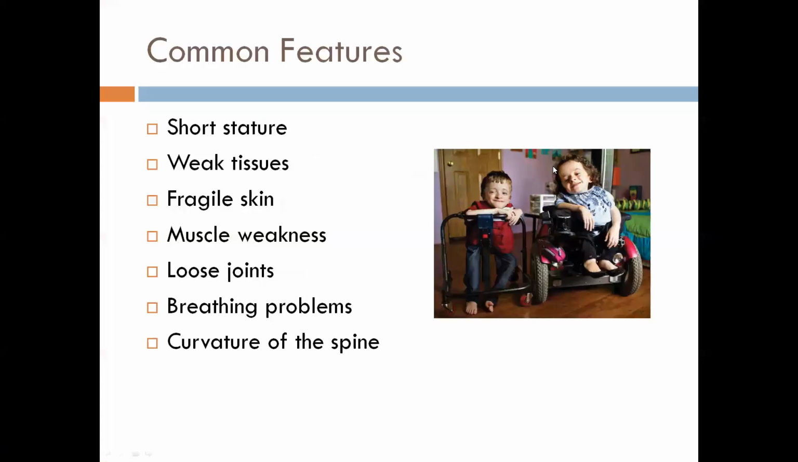So some of the common features of osteogenesis imperfecta are short stature, weak tissues, fragile skin, muscle weakness, loose joints, breathing problems, and curvature of the spine. Now those are common features that you'll see a lot of amongst the different types. Now, the severity can differ from one type to another.